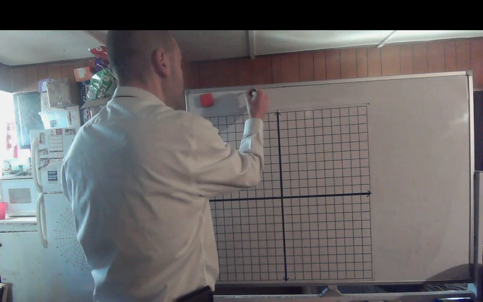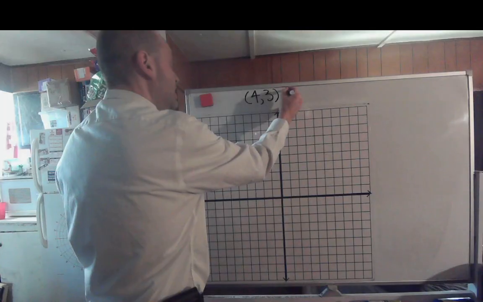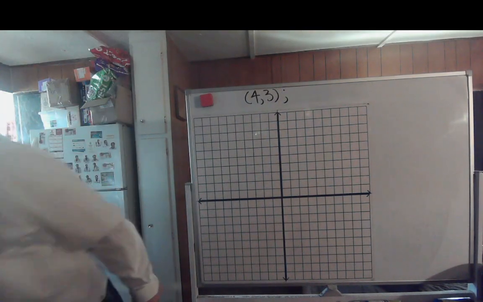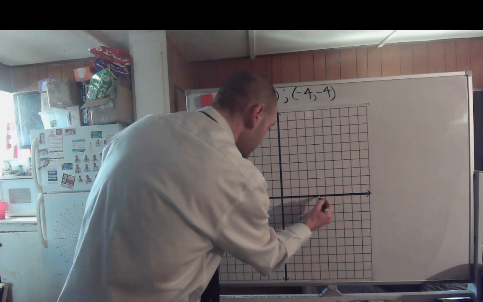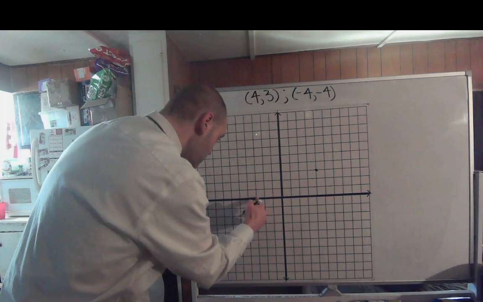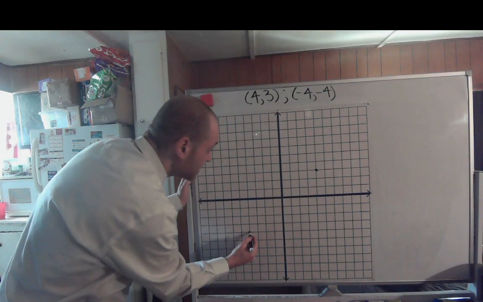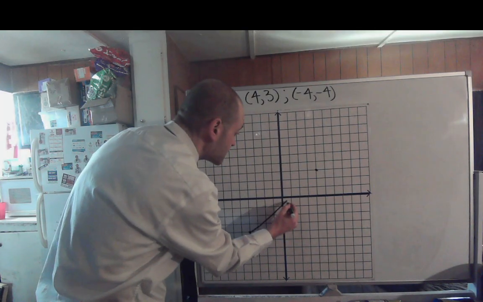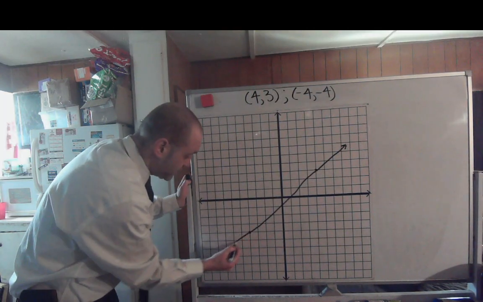Alright, another one. So we're going to find the slope-intercept form of the line going through the points (4, 3) and (-4, -4). So let's see, 1, 2, 3, 4. Here's 4. So there's (4, 3). Here's (-4, -4). So this is the line we need to find the slope-intercept form of the equation for.